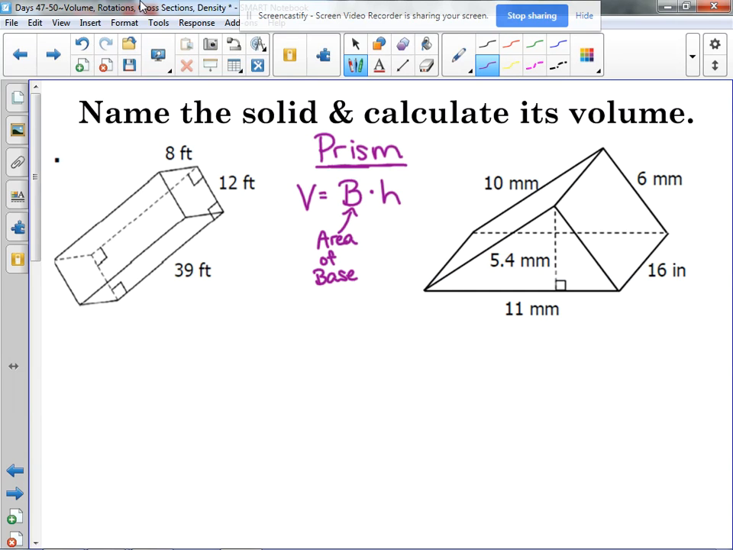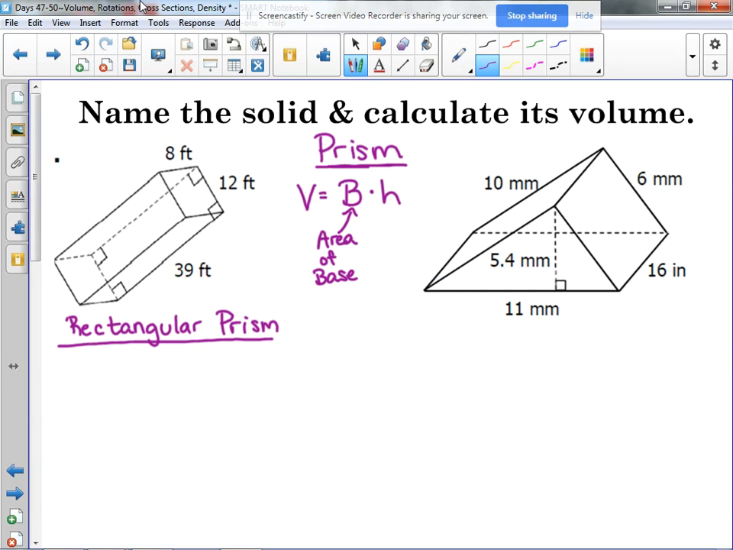Now, I give it to you this way because, as I mentioned before, not all the formulas are on here. You may have a shape that has a different base that's not on the formula sheet. If you can find its area, you can find the volume of the prism. All right, so the very first one there is obviously a rectangular prism. Okay, it is a rectangular prism.